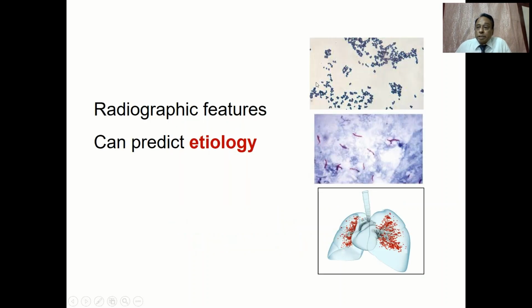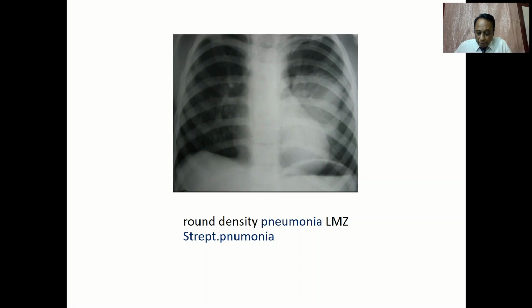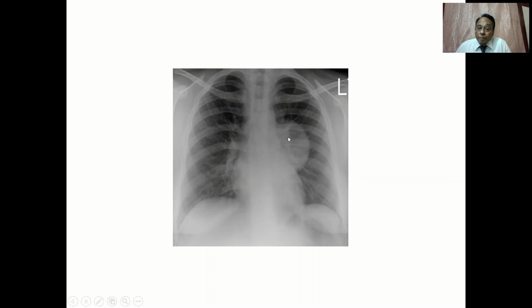Expert radiologists, by looking at the X-ray itself, can suggest the possible underlying organism. Look at the density or shadow, a round one seen in the left mid zone. Whenever there is a round density, it suggests streptococcal pneumonia. But don't jump to the conclusion of streptococcal pneumonia. I happened to manage a child with a round shadow in the left hilum, and later it turned out to be a tuberculosis pathology.